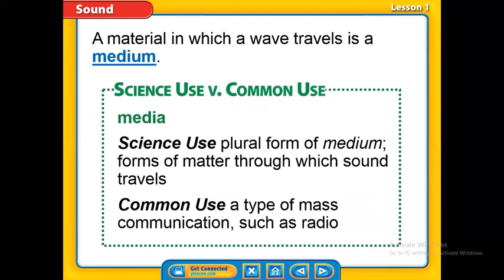What is a medium? As we said, it's the material in which the wave travels. Since we're talking about sound here, it's the material in which the sound wave travels. So it should be solid, liquid, or gas. There should be a medium because sound, as we said, is a longitudinal wave, which belongs to mechanical waves, and those are the waves that cannot travel through empty space. They need a medium or a material to travel through.